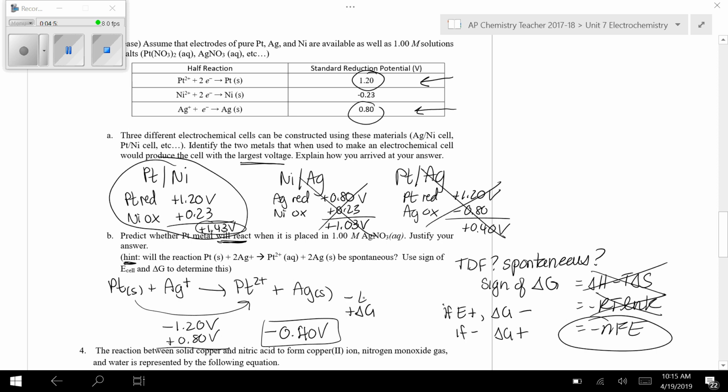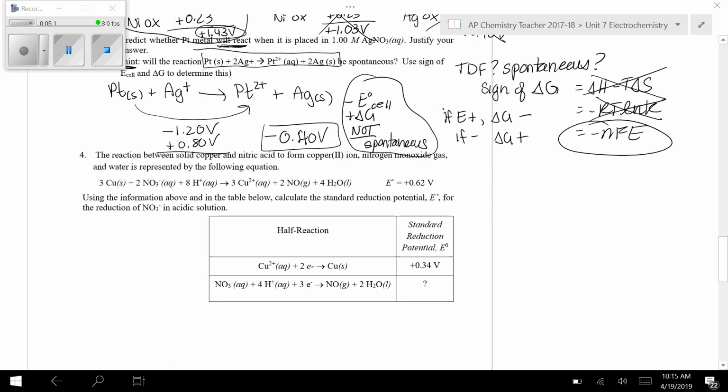So you have a negative E, so you'd have a positive G, so this would be not spontaneous. This one comes down to reading the question carefully and thinking, what are they asking me? Really, they're asking me, is this reaction right here spontaneous? So what is the sign of G for that reaction?